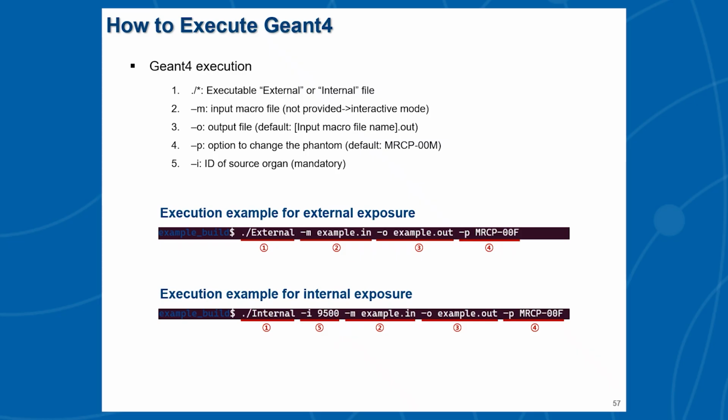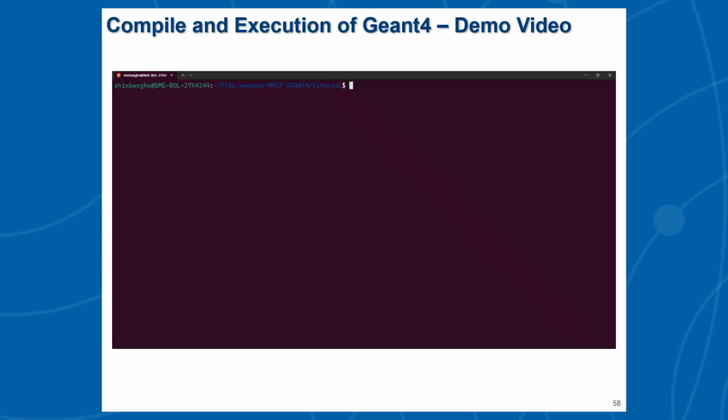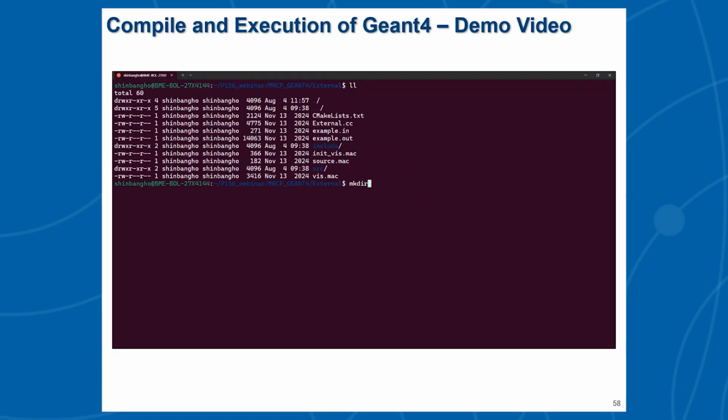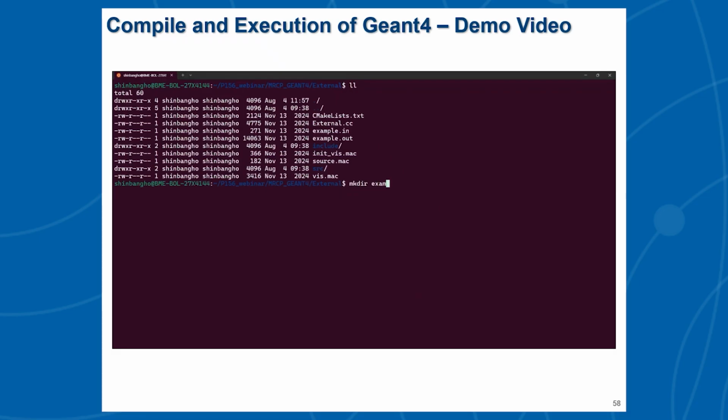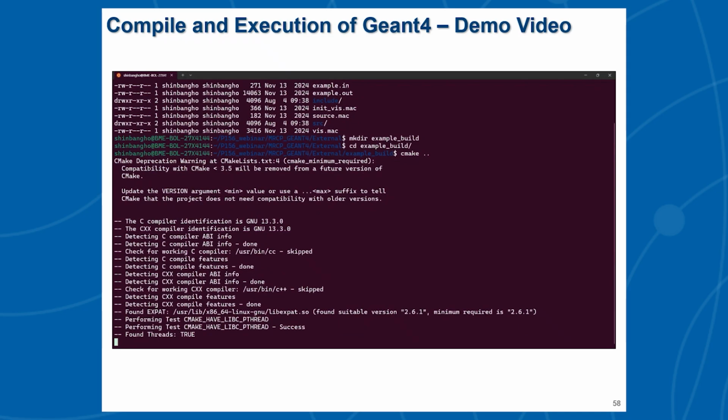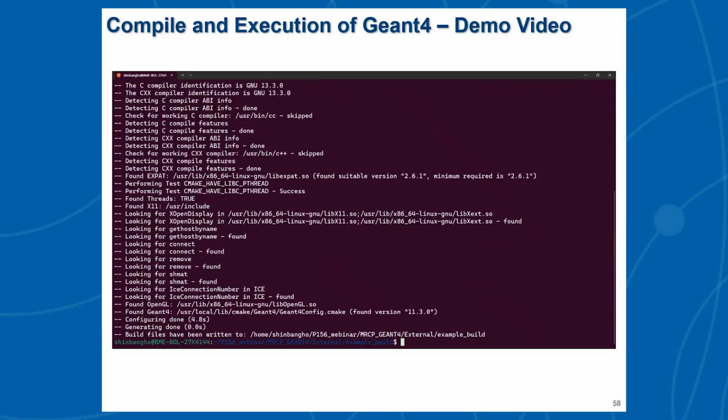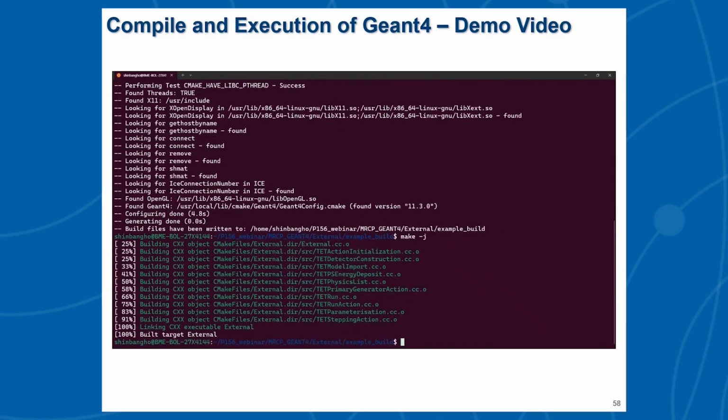So, here's a demo video to run the JANT4 example. The external exposure scenario was run using JANT4 version 11.03. You can make the folder for the compile and move to that folder. You can compile the code by typing cmake space .. and then type make. Then you can open the macro file and set the number of threads for the multi-threaded mode.